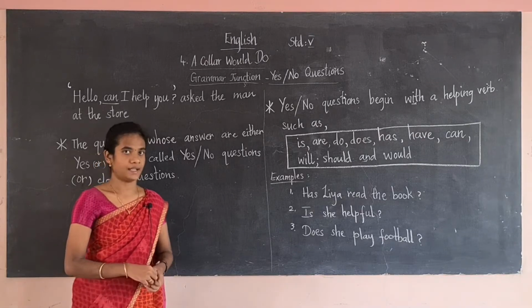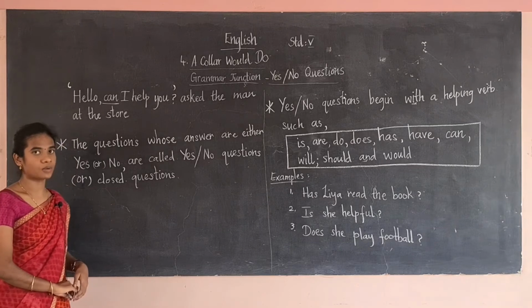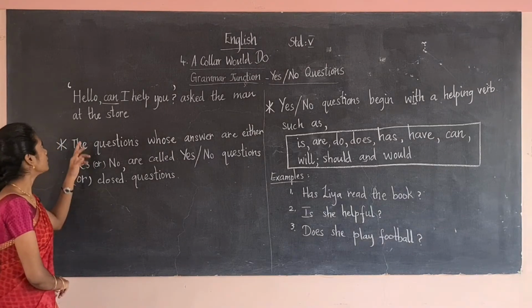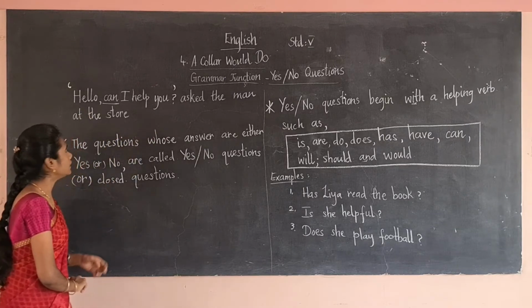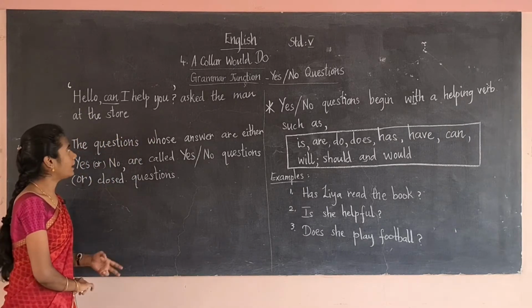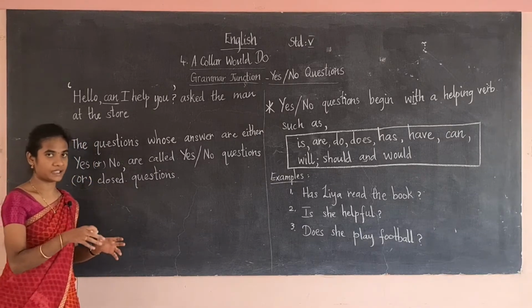Let's see that. I have written the lines from the poem, "A Caller Would Do." What are the lines? "Hello, can I help you?" Ask the man at the store. "Hello, can I help you?" Ask the man at the store. So this is the question asked by the boy.